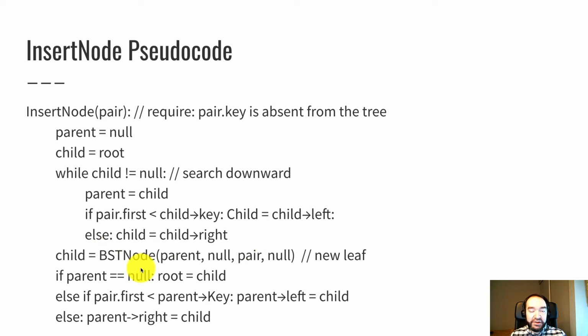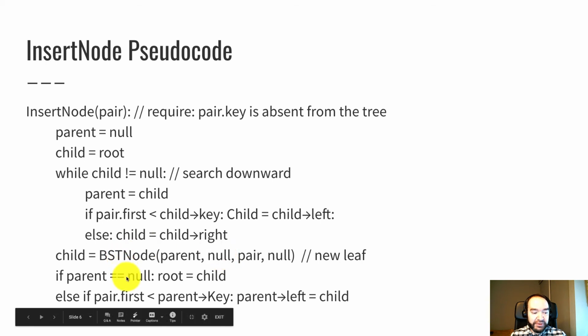So if the parent is null, that means that we're inserting a root into a currently empty tree. So the root pointer for the whole tree has to become a pointer to this child node that we just created. Otherwise, we know that we just inserted a node below a leaf, and we decide whether to update the left or right pointer accordingly. So if the pair's key is less than the parent's key, then that means the parent's left pointer needs to be reassigned. Otherwise, the parent's right pointer needs to be reassigned.